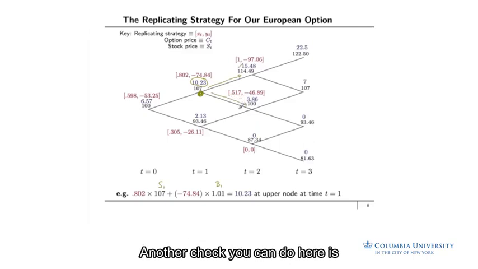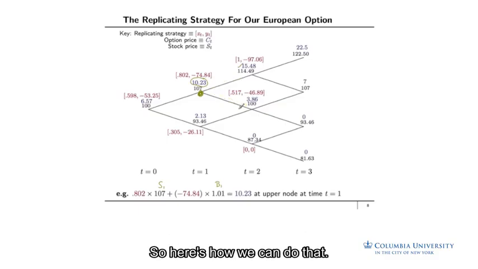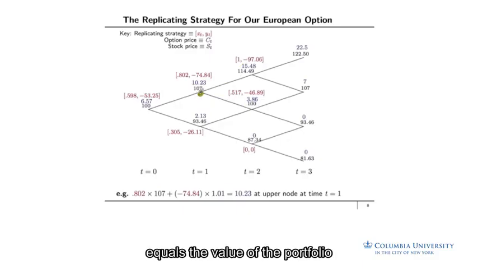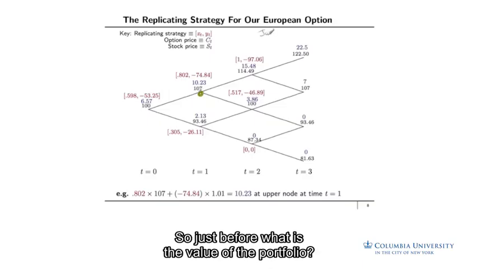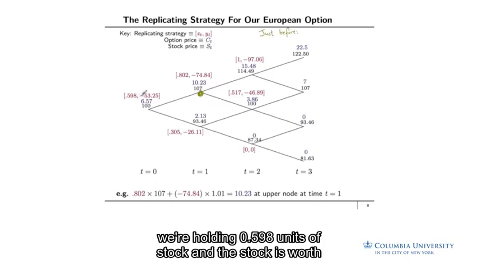Another check you can do here is you can actually check the self-financing condition. So here's how we can do that. The self-financing condition at this node should say that the value of the portfolio just before trading at this node equals the value of the portfolio just after trading at this node. So just before trading, what is the value of the portfolio? Well, just before trading, we're holding 0.598 units of stock, and the stock is worth 107.